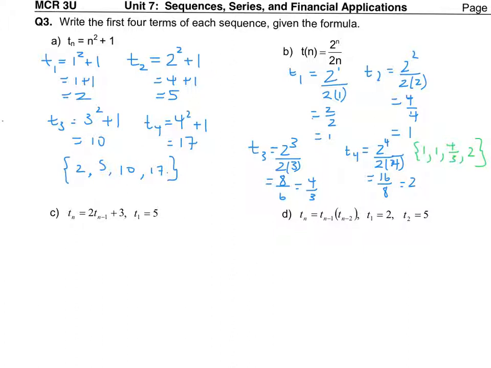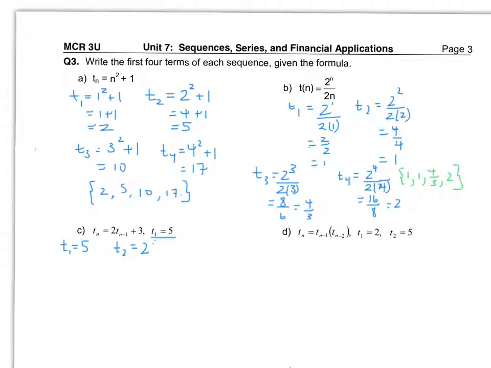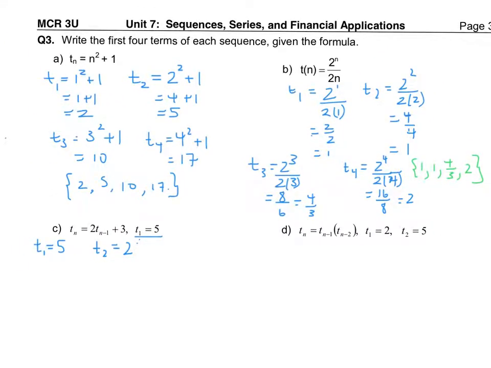All right, part C is a recursive formula. So term 1 is given already. It's the seed value. It's defined as being equal to 5. Term 2 will equal 2 times the term before it. So it'll equal 2 times t at 2 take away 1, which is really term 1, plus 3.